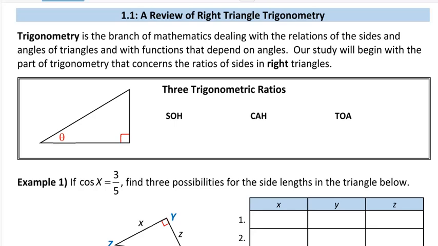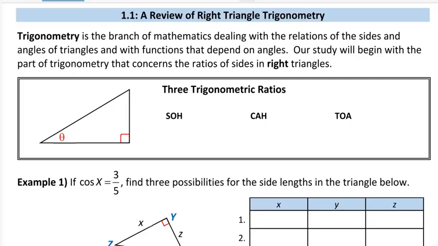Our pre-calculus course starts with a study of trigonometry, which is a branch of mathematics dealing with relations of sides and angles in triangles and functions that depend on those angles. So we're going to start with right triangle trigonometry, which is a review from your geometry course. So let's remember our three trigonometric ratios.